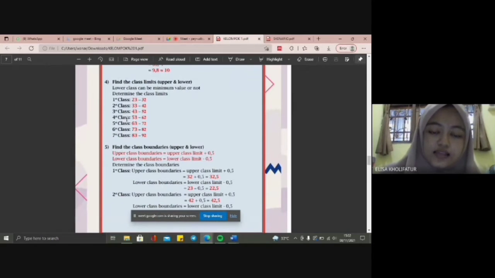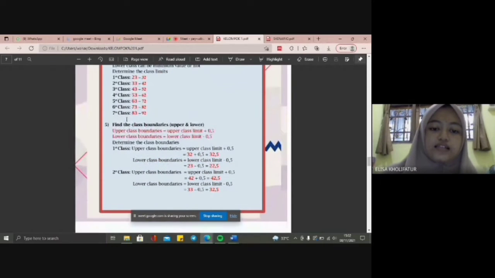Upper class boundaries equals upper class limit plus 0.5. Lower class boundaries is lower class limit minus 0.5. Determine the class boundaries. First class, upper class boundaries is upper class limit plus 0.5, and the answer is 32.5. Lower class boundaries is lower class limit minus 0.5, and the answer is 22.5.